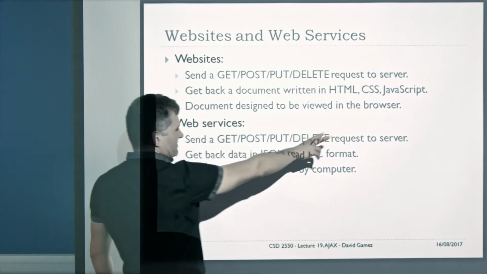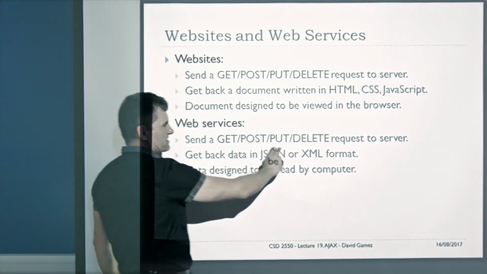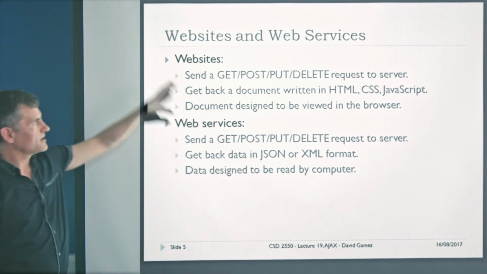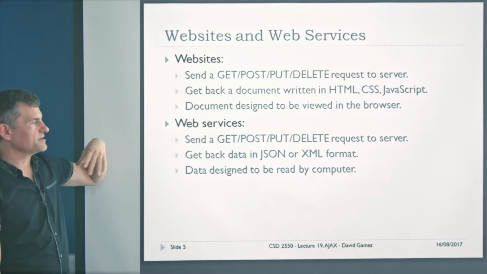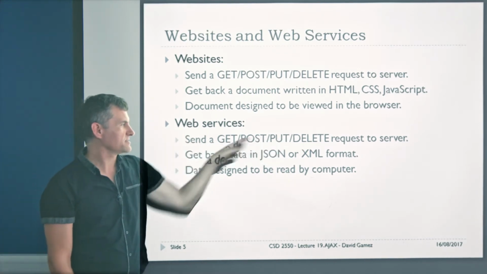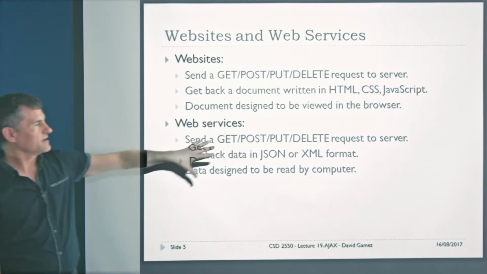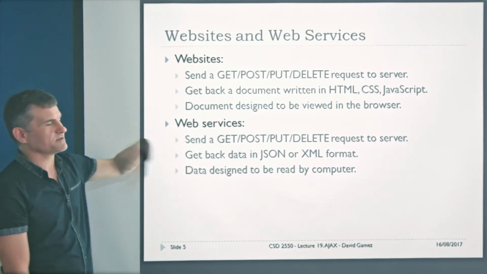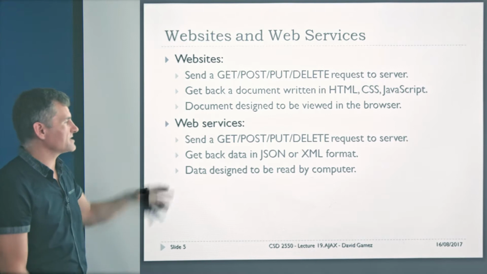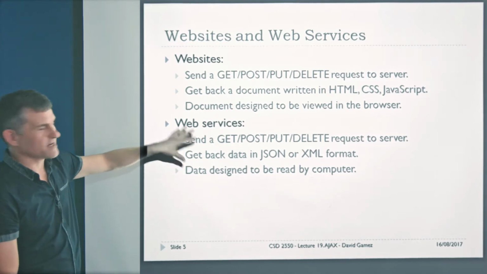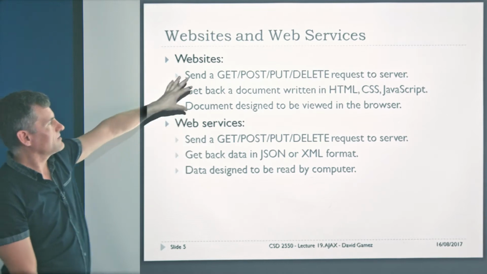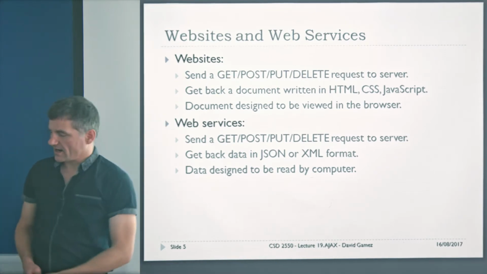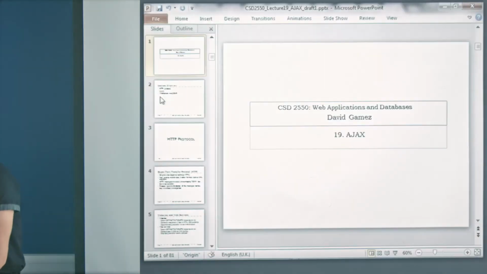And then web services, same idea. We send a get, post, put, delete request to the server, but in this case, we're getting back data written in JSON or XML format or some other format. And in this case, the data is designed to be read by a computer. So both websites and web services are using the same protocol, the same HTTP methods like get, post, put, delete. The difference is web services are ways in which your JavaScript running in the browser or some other program running somewhere can actually pull data from the server. This data is in computer-friendly format, whereas websites are designed to be viewed by humans. So they have their different uses, and I'll give you a little demo to make that clear.